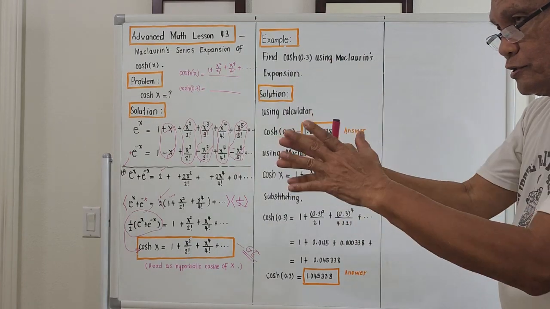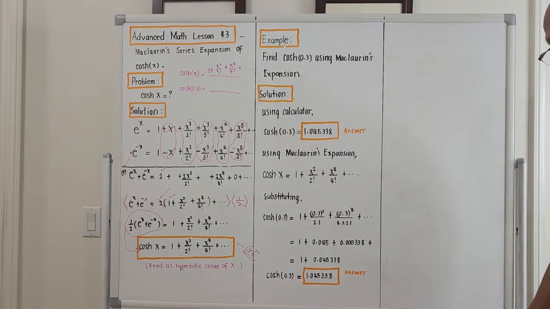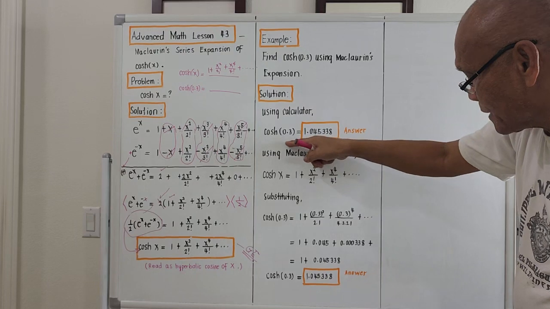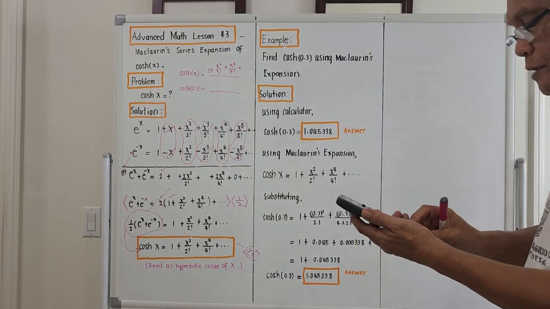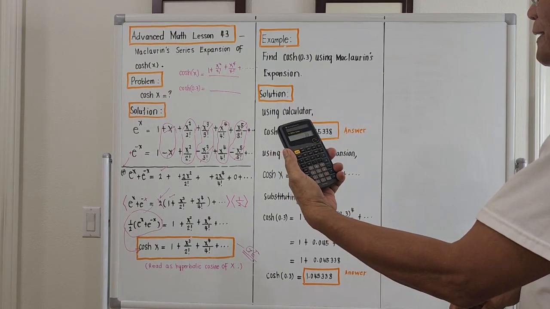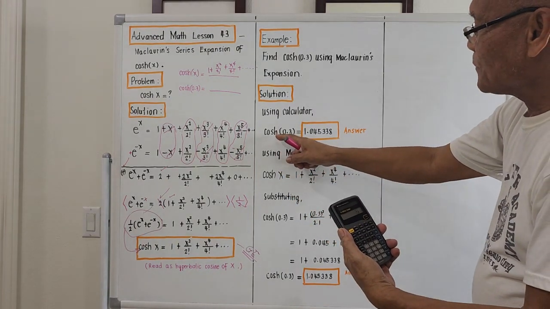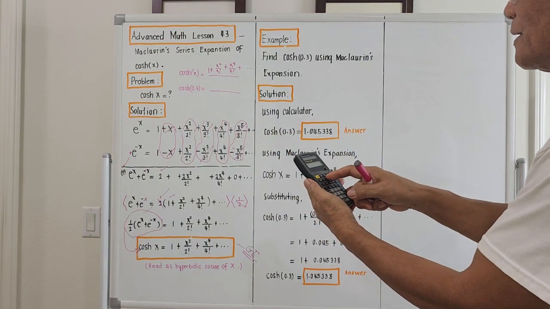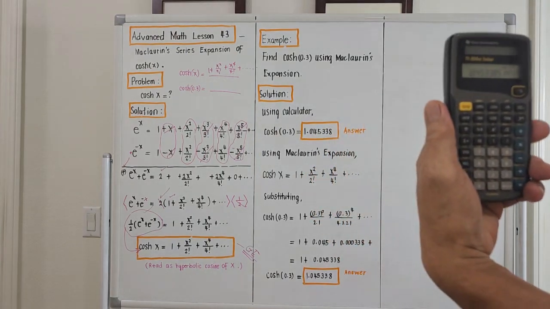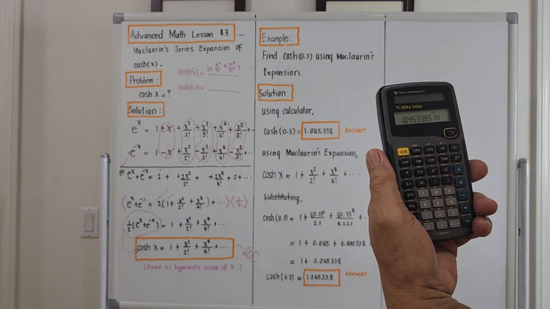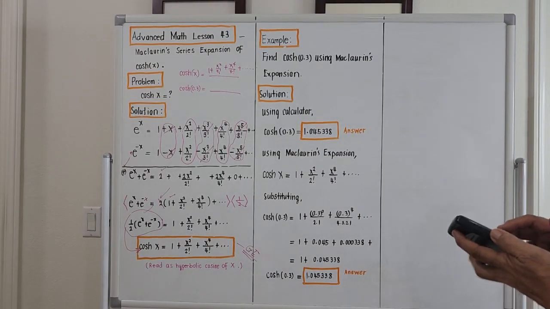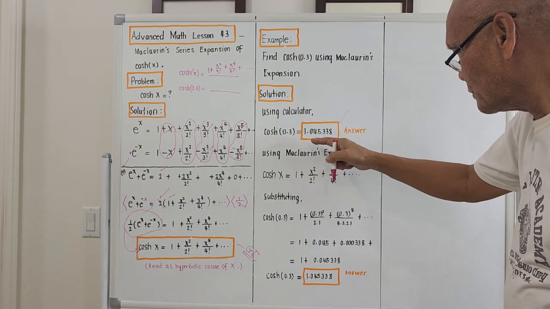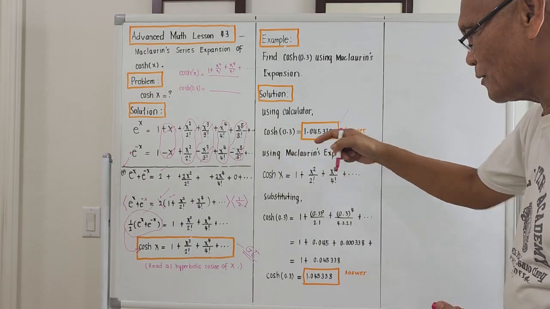Okay, but before we proceed with the solution by using Maclaurin series of expansion, we will try to bring out the value of hyperbolic cosine of 0.3 by using our calculator. So you just display 0.3 here. We need the hyperbolic function and the cosine. So there is a hyperbolic key here. Then we press cosine. The value is 1.045338. So by direct solution, by using our calculator, the value of hyperbolic cosine of 0.3 is 1.045338, up to 6 decimal places.